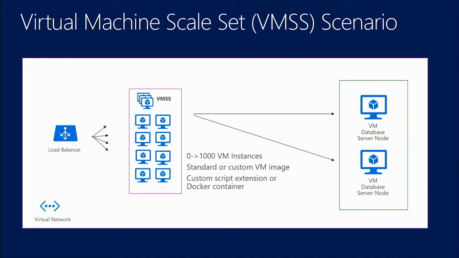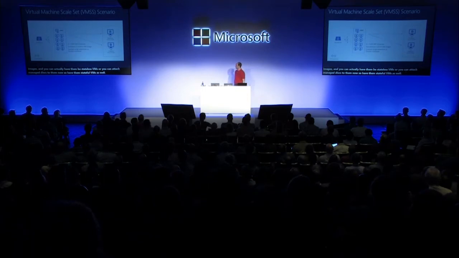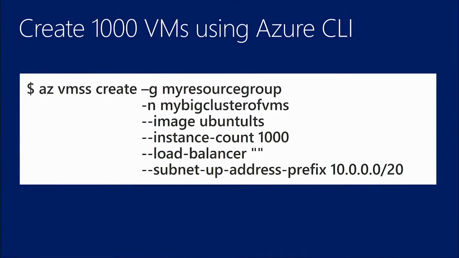And again, it works with standard or custom images. You can actually have them be stateless VMs, or you can attach managed disks to them now, so you can have them be stateful VMs as well. And by default, the VM scale sets automatically get put in an availability set, so we distribute them for high availability. And we automatically wire up a load balancer for them as well as an additional management option that you can use. And creating them is pretty easy.